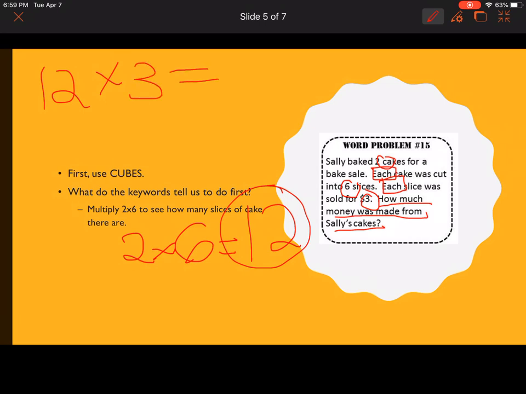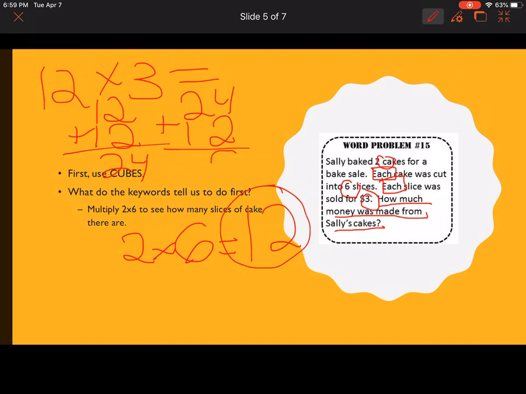So I'm not so good at my 12s. So I'm going to choose to use the strategy repeated addition instead and do 12 plus 12, which is 24. And then I need to add 12 to that one more time to get 3 times. 4 plus 2 is 6. 2 plus 1 is 3.